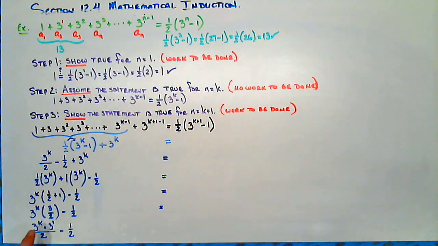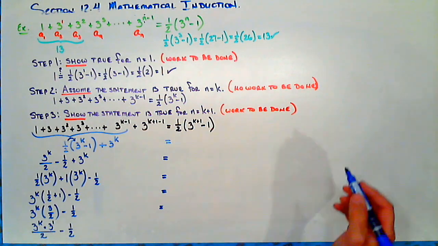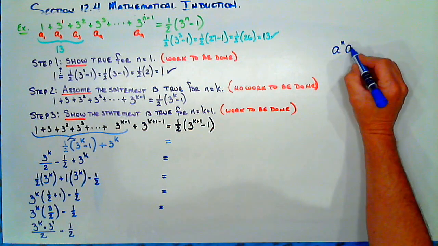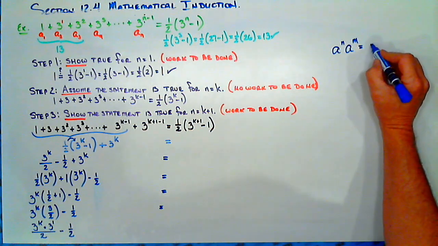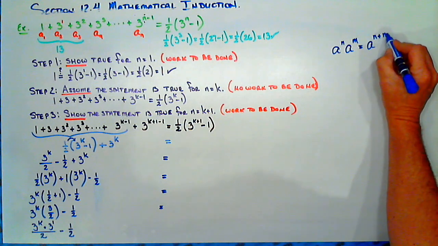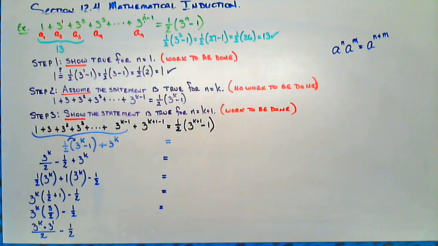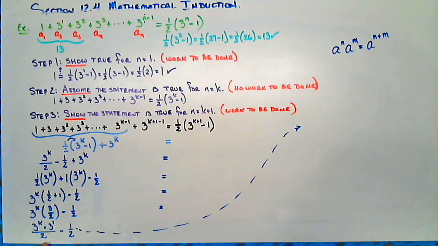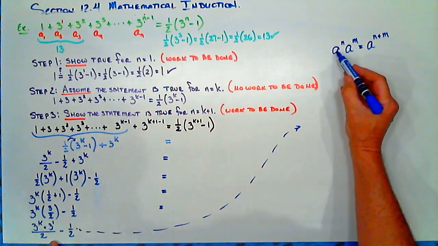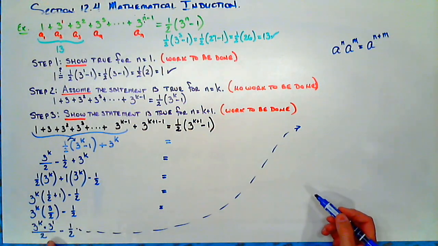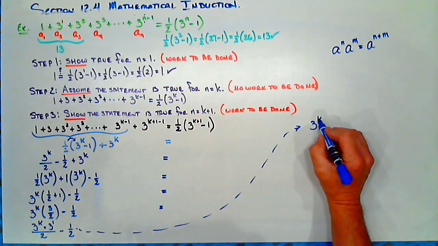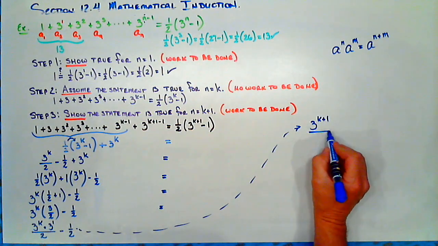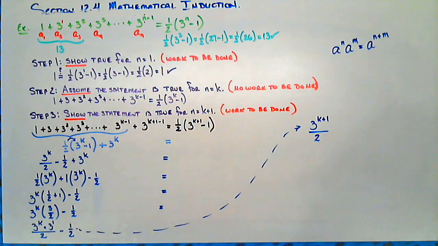What's 3 to the k times 3 to the 1? Don't we have a rule, if you have a number to the n times the same base to the m, that's a to the n plus m? Isn't that our rule? So let's take this and continue over here. What does this equal? If we do this arithmetic, this exponent rule says 3 to the k times 3 to the first, we add the exponents. That's 3 to the k plus 1 all over 2. Minus 1/2.